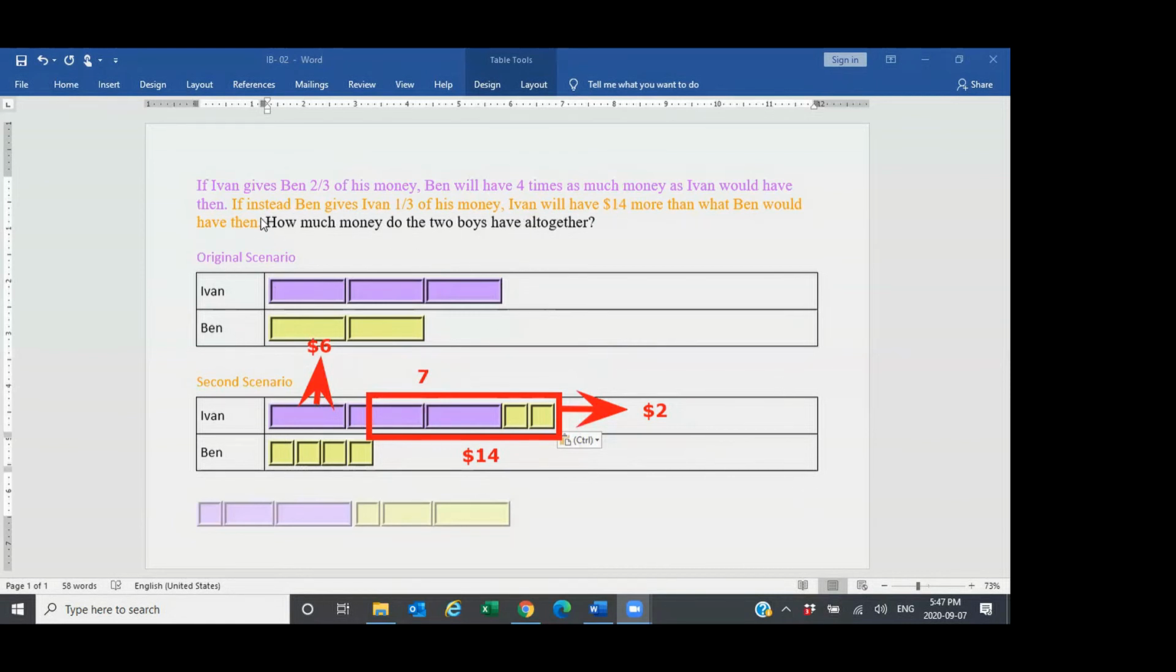All right, so on the last part of the question, it says, how much money do the boys have all together? Well, to find how much money the boys have all together, we know now that each square represents $2 and each bar represents $6. All right, so Ben has 2 bars and each bar represents $6, so 2 times 6 is 12. I will write that down.